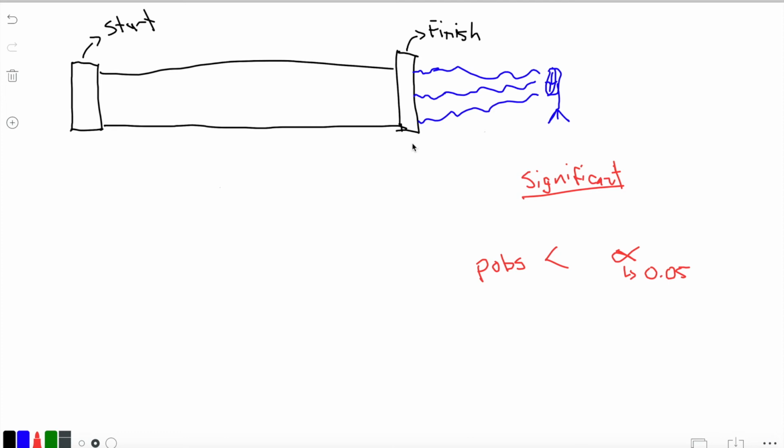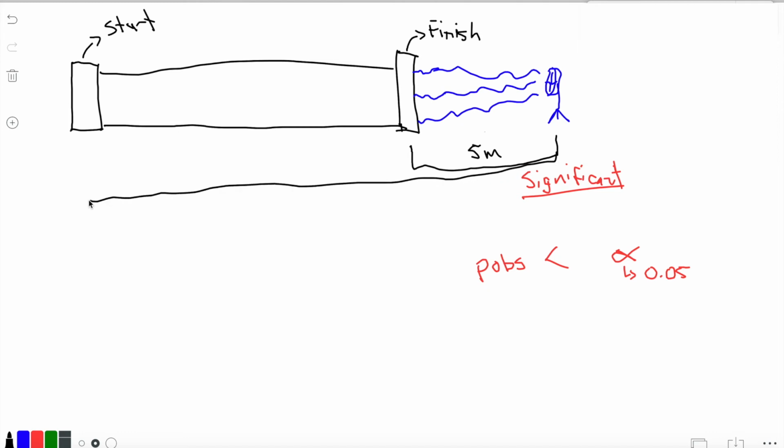So what this means is that our p observed here is going to be compared to our alpha value, which I wrote down here is normally 0.05. We could think of our runner as the distance between this fan and them. So the distance between the fan and the finish line, let's say, is 5 meters. But then the distance between the fan and the start line is something much bigger, let's say 100 meters.